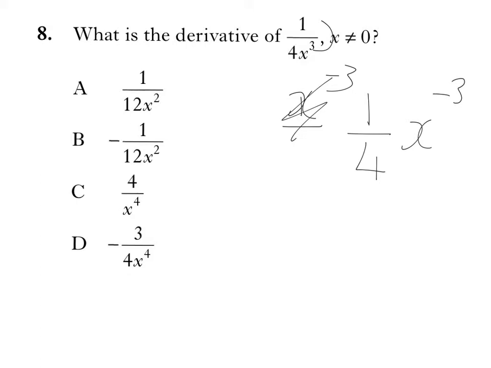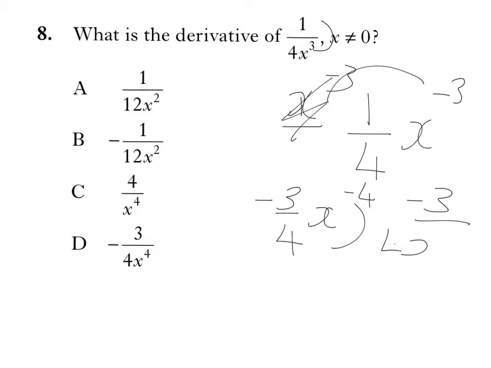I'm going to differentiate, bring the power down, multiply, take 1 away from the power. So minus 3 times a quarter is minus 3/4 x to the minus 4. I'm going to bring x to the minus 4 back down, and that's minus 3 over 4x to the power positive 4, and that's option D.